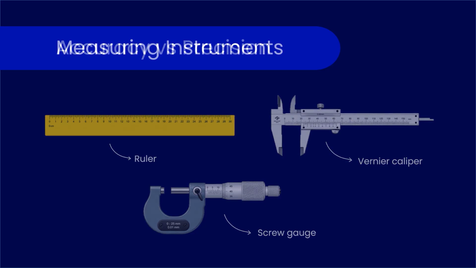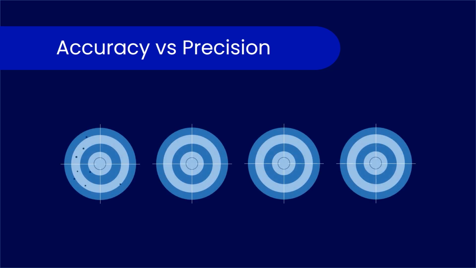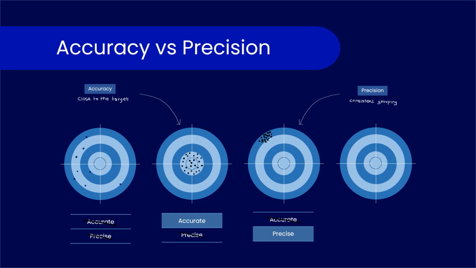Now let's understand the difference between accuracy and precision. Look at these targets carefully. Accuracy means how close the measurement is to the true value or the center of the target. Precision means getting almost the same result repeatedly, even if it is not close to the center. And when the measurements are both close to the center and closely grouped together, they are both accurate and precise.